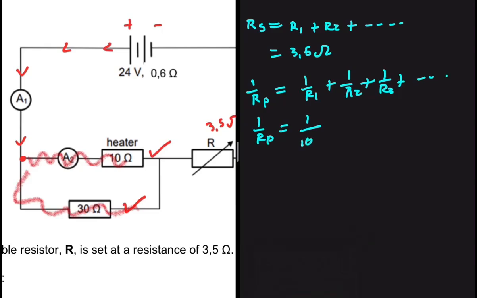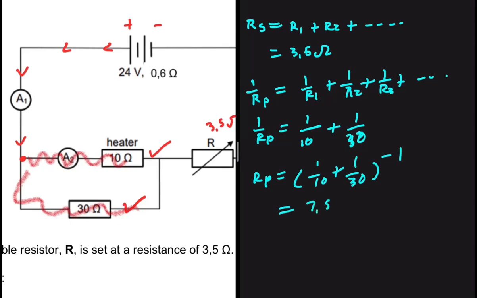So we're going to have 1 divided by 10 plus 1 divided by 30. So RP is equals to (1 divided by 10 plus 1 divided by 30) to the minus 1. If you put that in your calculator, you should get 7.5 ohms. So there we go. We have RP.